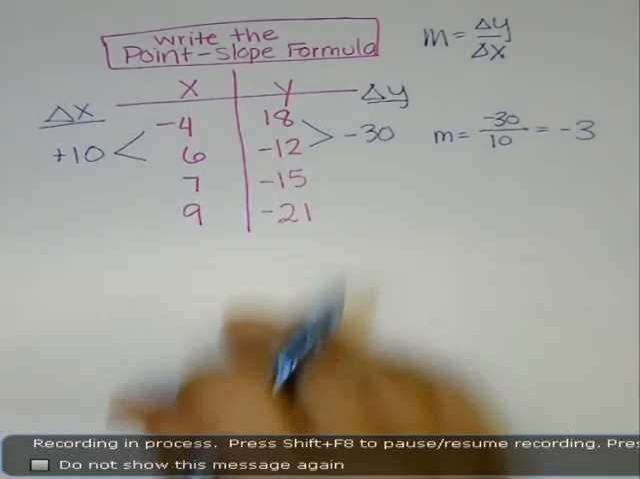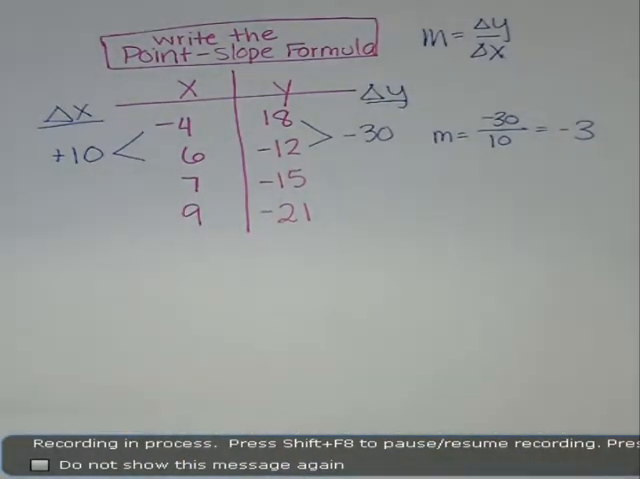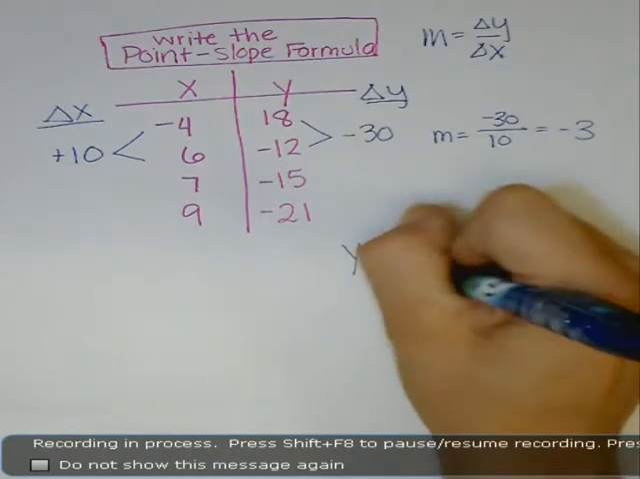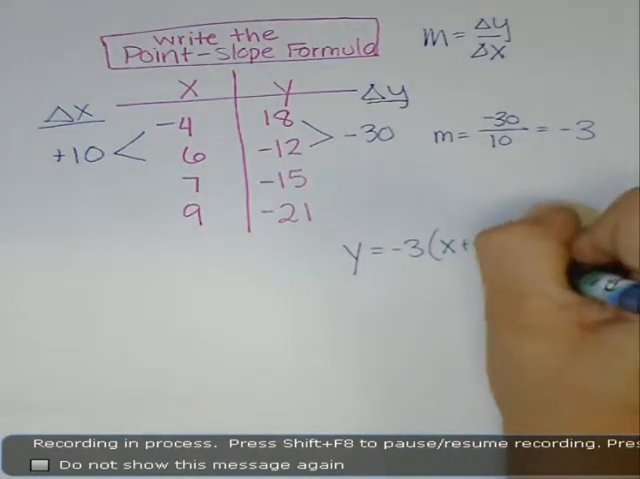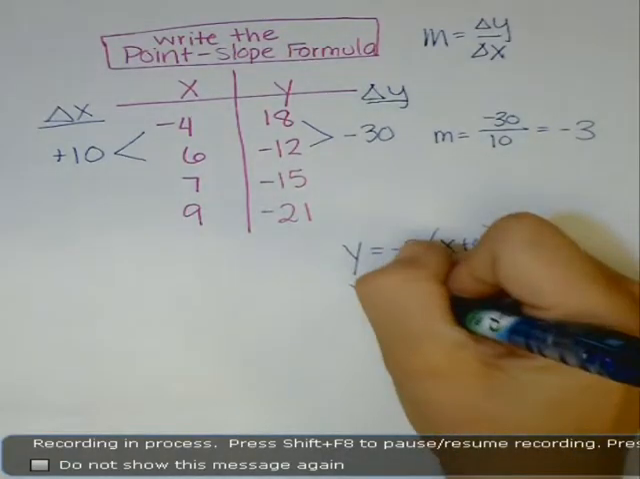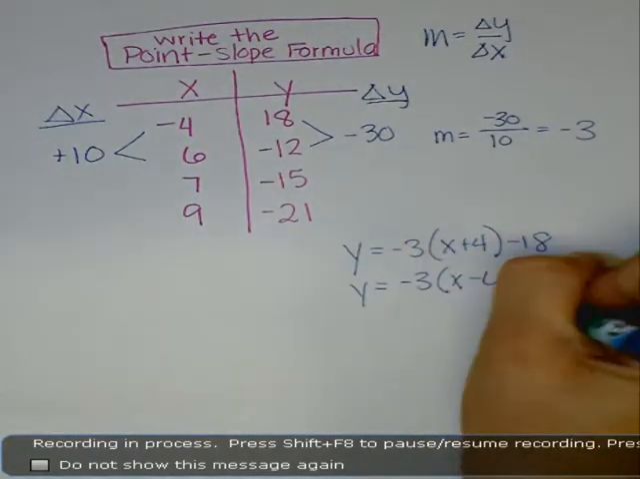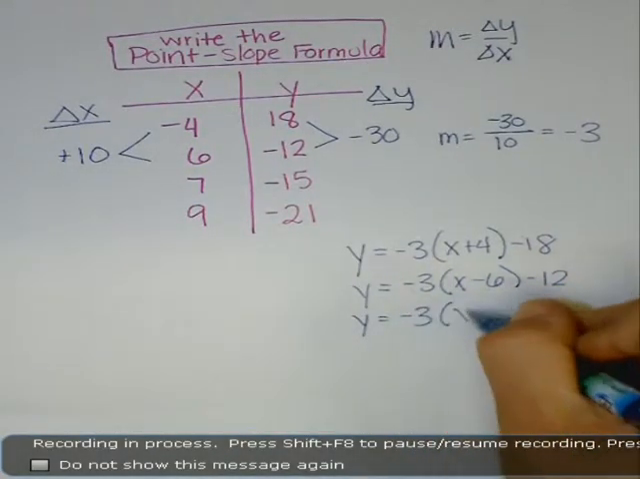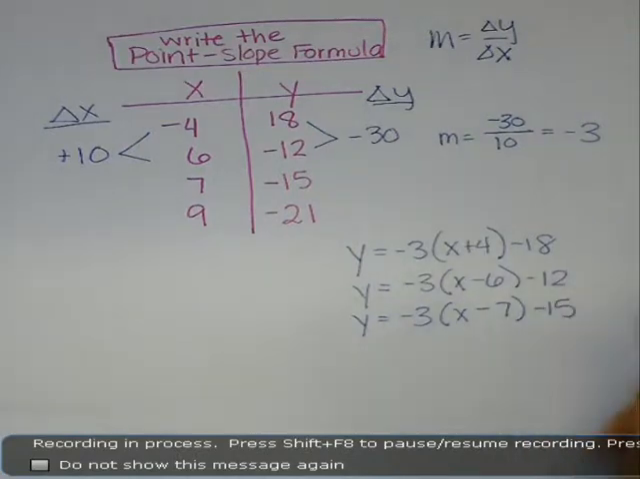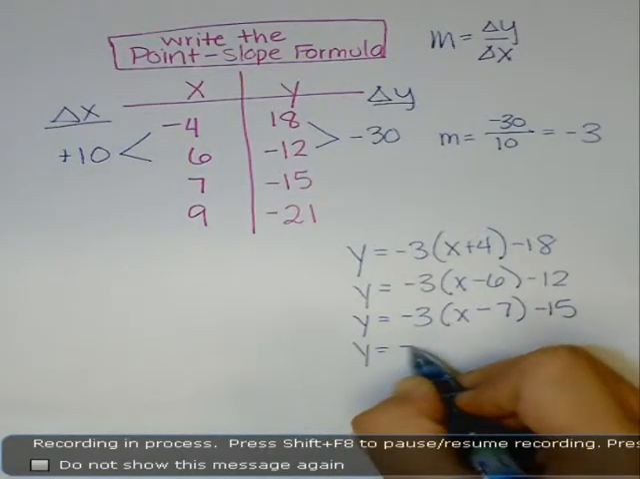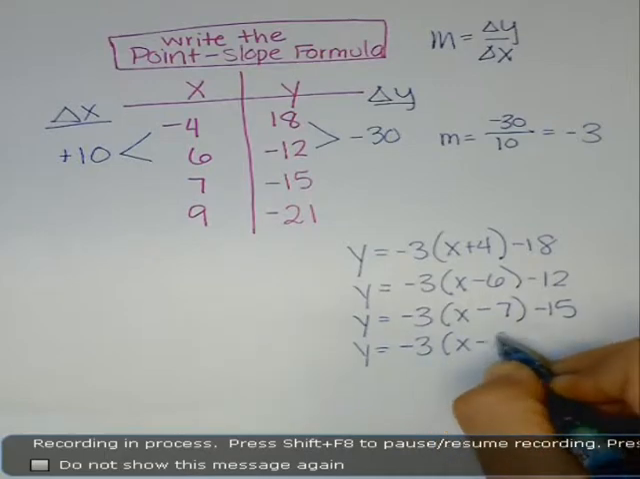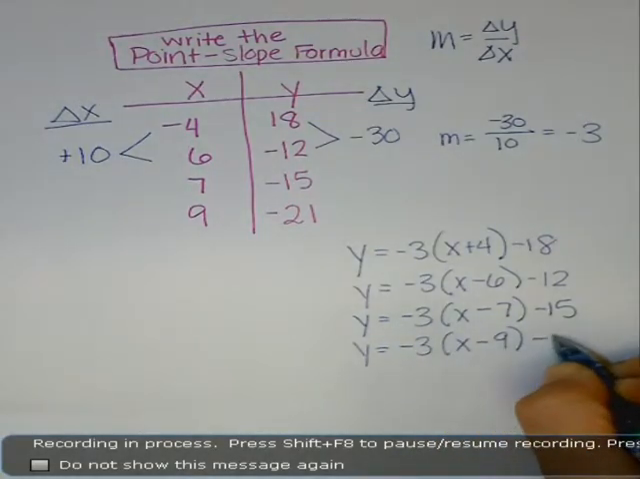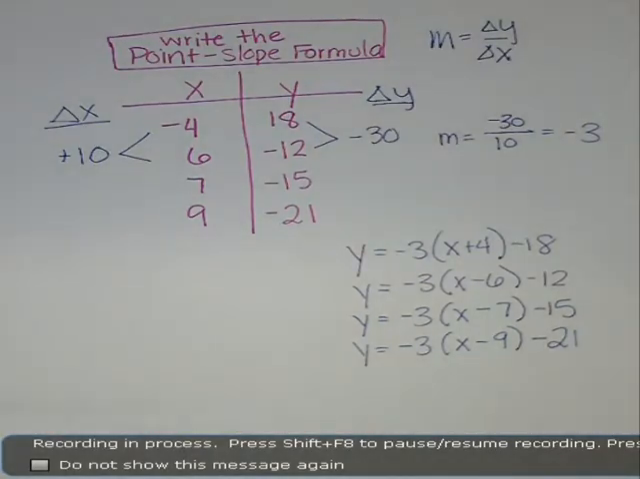From here, it's just a matter of plugging in the values. As we saw in the last video, it doesn't really matter which one is plugged in because when we simplify, it all comes down to the same equation. So y equals -3 times (x plus 4) minus 18 was an option, y equals -3 times (x minus 6) minus 12, y equals -3 times (x minus 7) minus 15. Any way I do it, it's always y equals the slope times (x minus x1) plus y1. Hope that makes sense. Good luck.